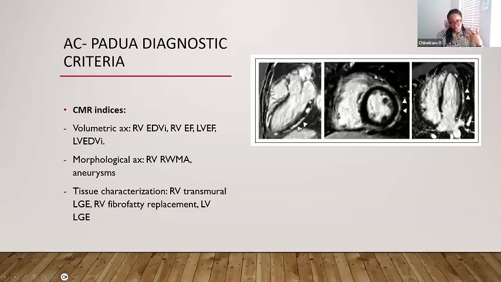What we are looking for is subepicardial enhancement in the left ventricle as well as in the right ventricle, LGE, and that's what our cardiac MRI helps us with. Now, because the diagnostic criteria, as you can see, talks about volumes, it's important that you derive your volumes from the gold standard method, which is cardiac MRI.